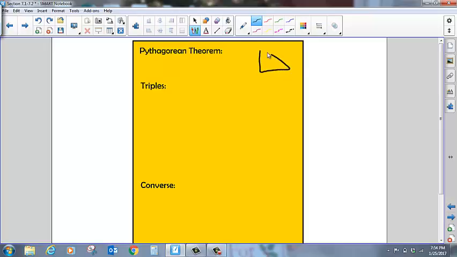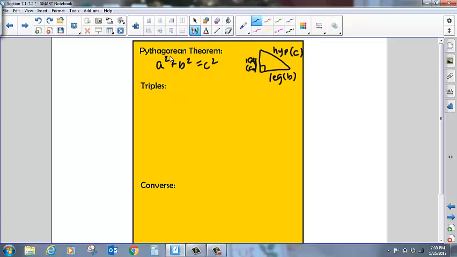So in a right triangle, the two sides that make up the right angle are called the legs. And those are your A and B's. And then the side opposite the right angle is the hypotenuse or the C. So the Pythagorean theorem is always A squared plus B squared equals C squared.